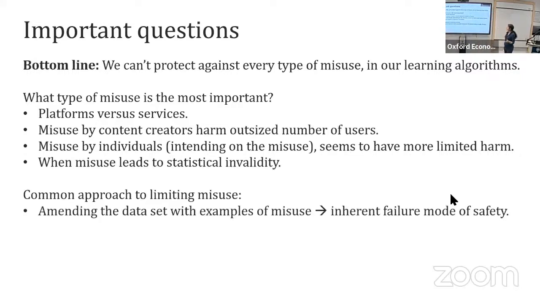There was a question about fine-tuning, which I said I wanted to talk about. Let me just say that the common approach to limit misuse is amending data sets with examples of misuse. Fine-tuning is one way of doing that. And this happens to be an inherent failure mode for safety, at least for large language models, because the data set that you train on is so many orders of magnitude bigger than the data set you fine-tune on that it's very easy to turn off different parts of your model.